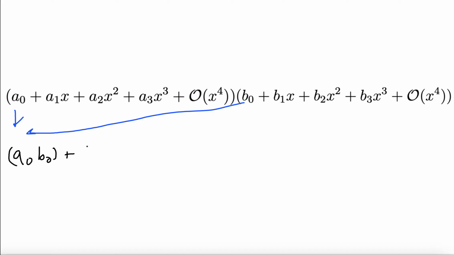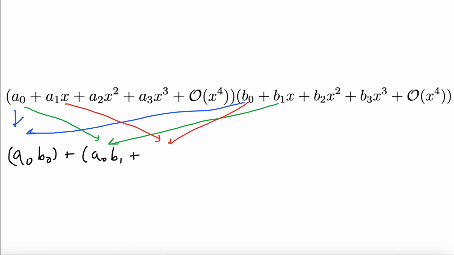Okay, now let's add this to the x to the first power terms. What could these be? First of all, you can multiply a naught by b1x in the other multiplicand. So you get a naught b1, like this. And then you can add that to the next possible multiplication, which is a1x times b naught, correct? To give you x. So you have a1 b naught, correct? Times x to the first power.